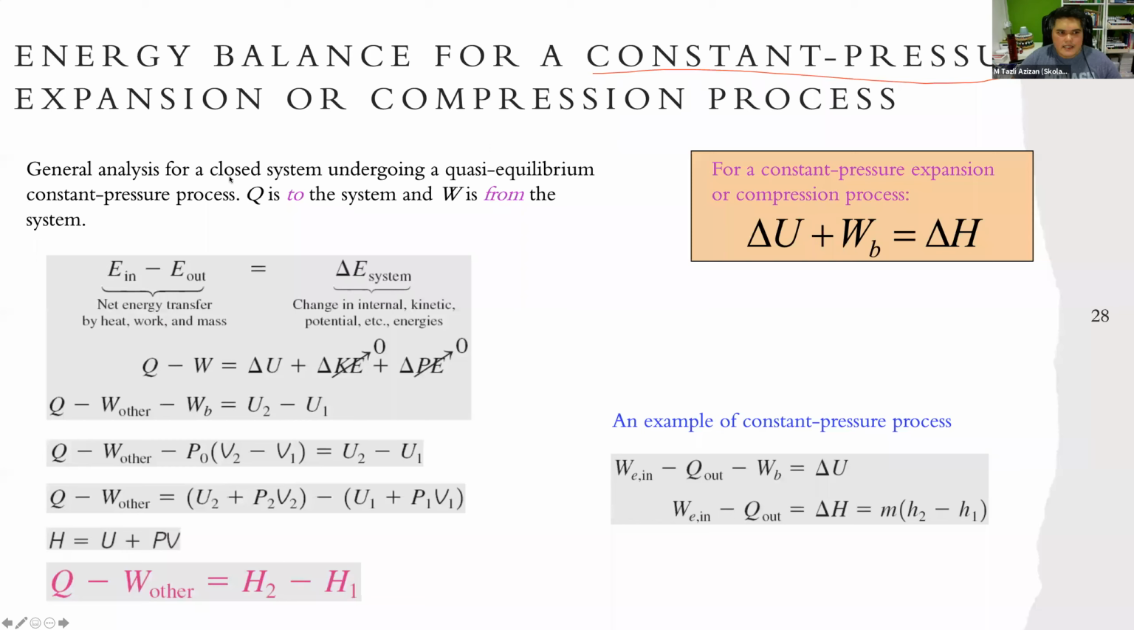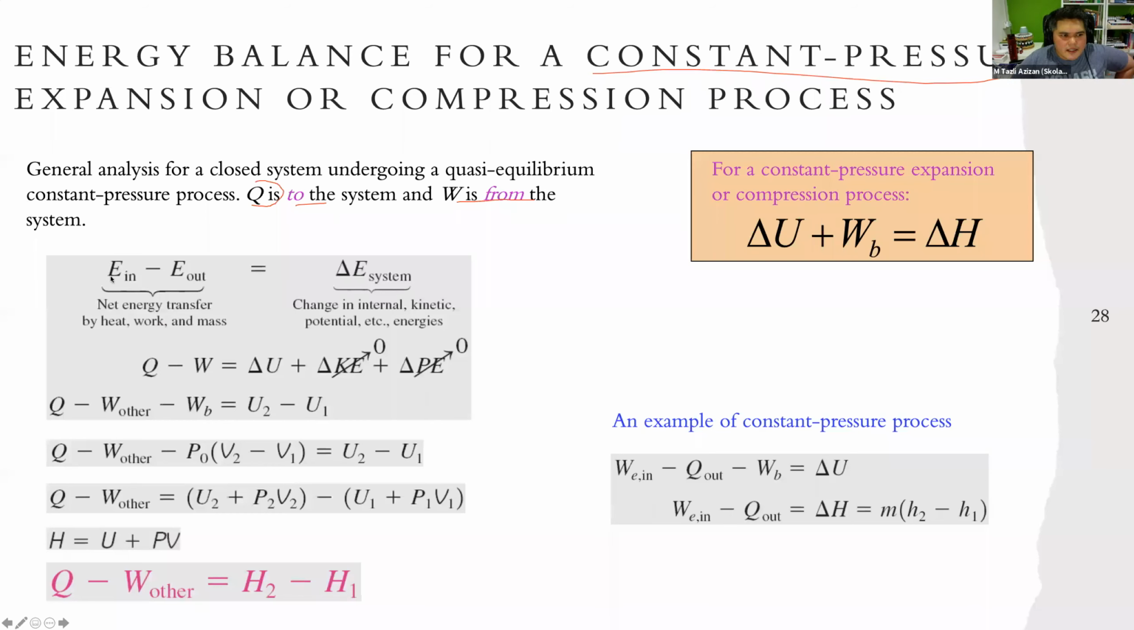So the general analysis for a closed system undergoing a quasi-equilibrium constant process. Okay, so this is the general analysis. This is the general equation that we can use. Q, the heat is being provided to the system and work is from the system. So kalau kita kata macam expansion or compression, Q tu means the heat being provided to the system, and work is actually coming out from the system.